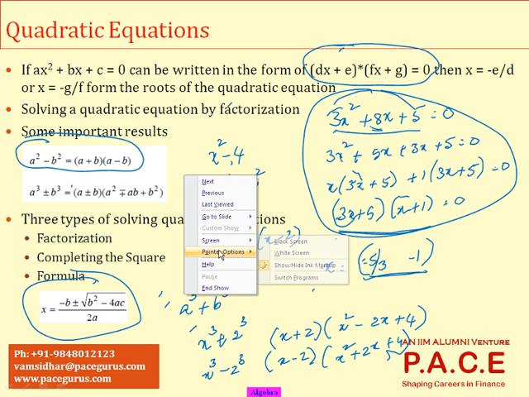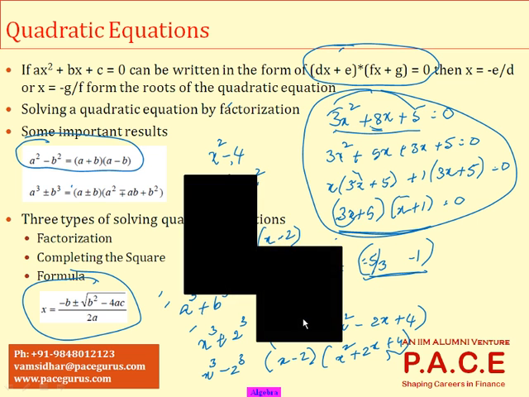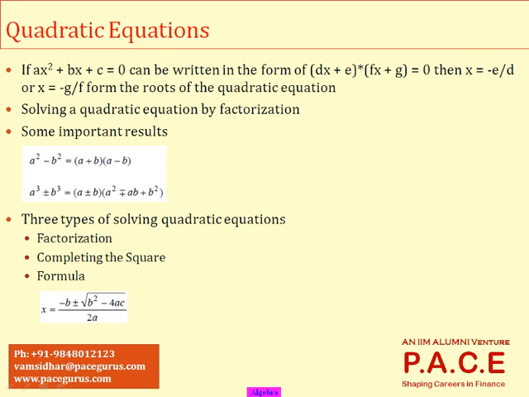you don't bother. If you are not able to identify the factors, don't worry. You use this formula and you will get the two possible values of x. Now for the same equation, 3x squared plus 8x plus 5 equal to 0, you don't need to even think of factors.